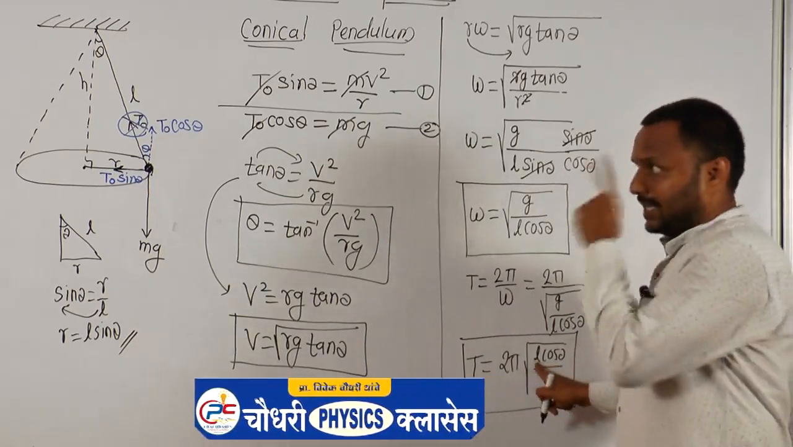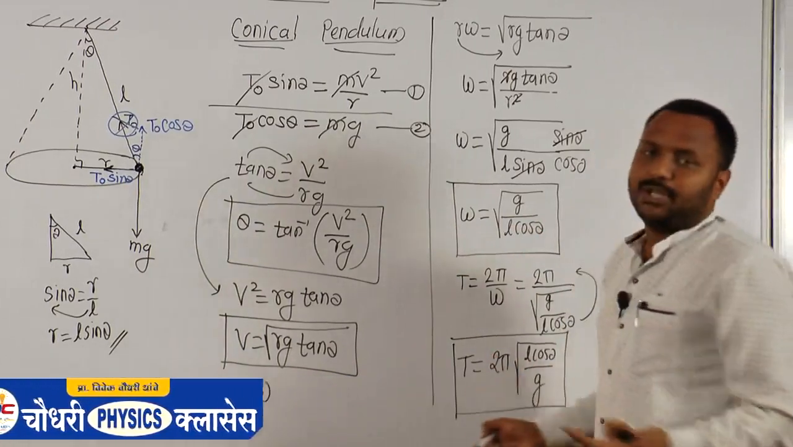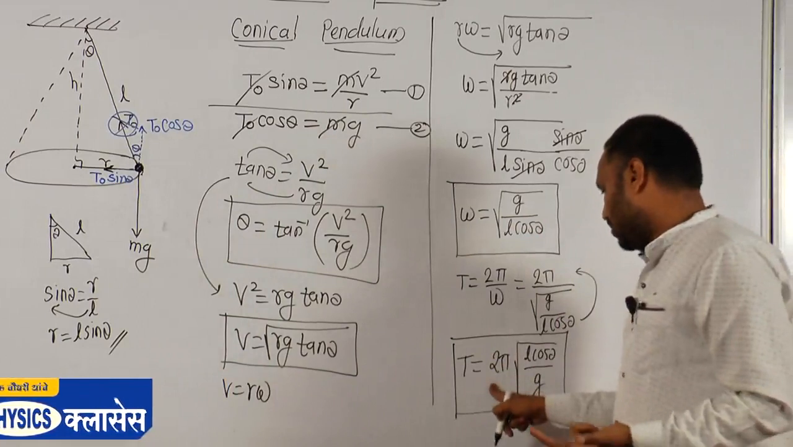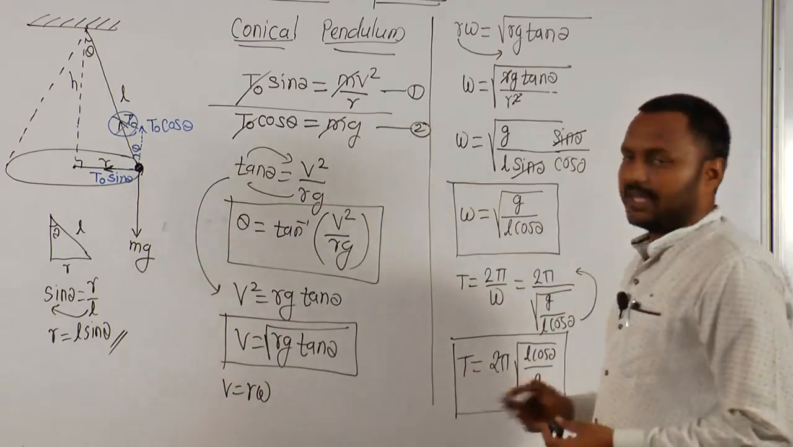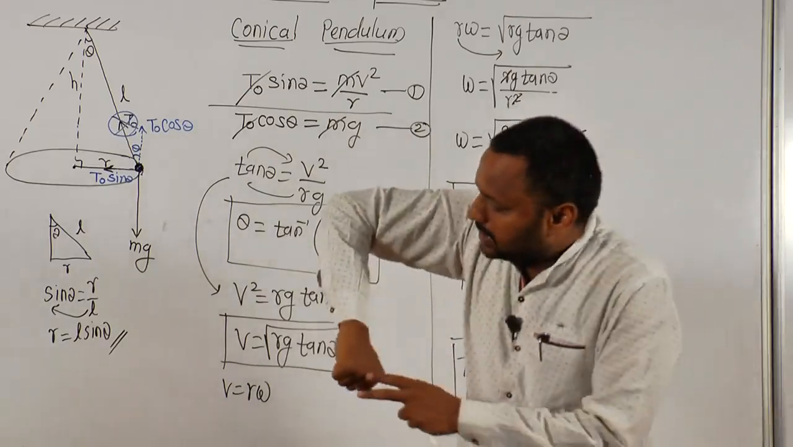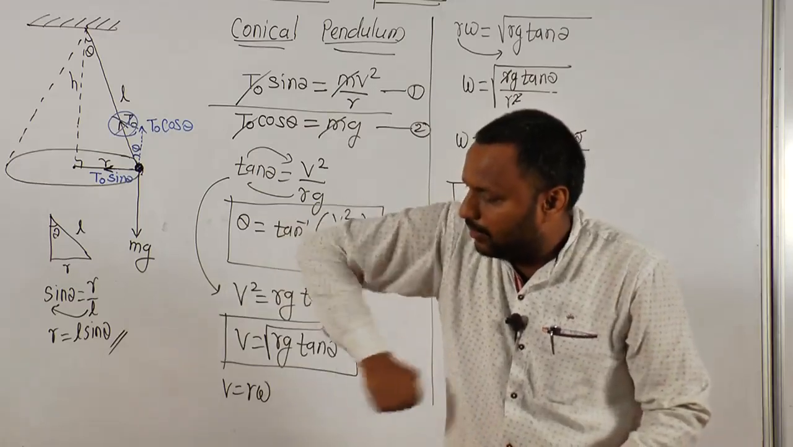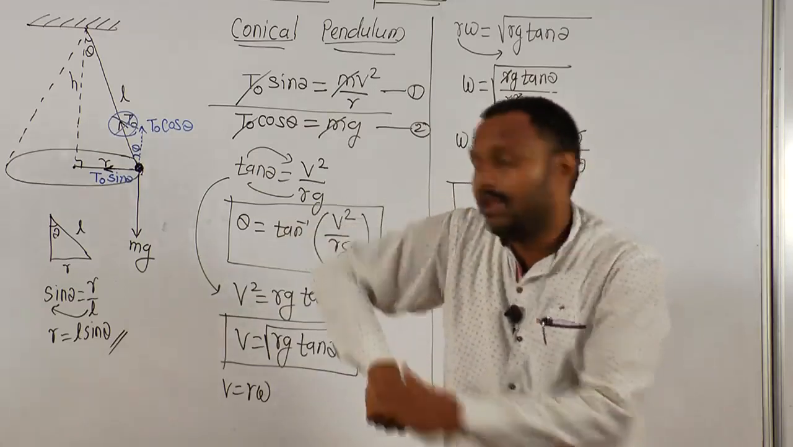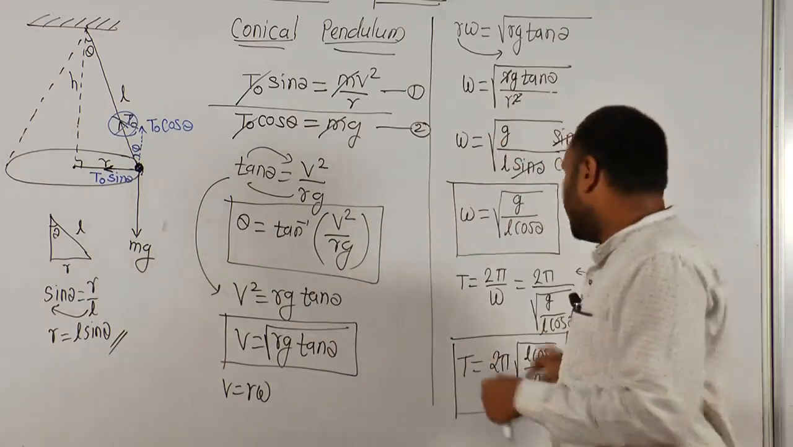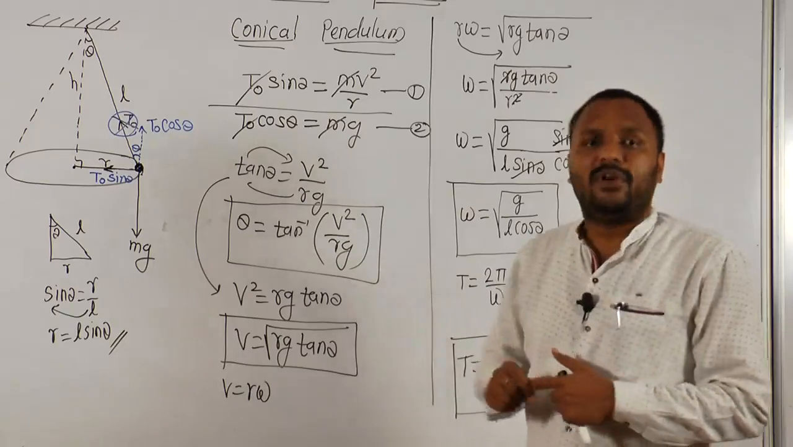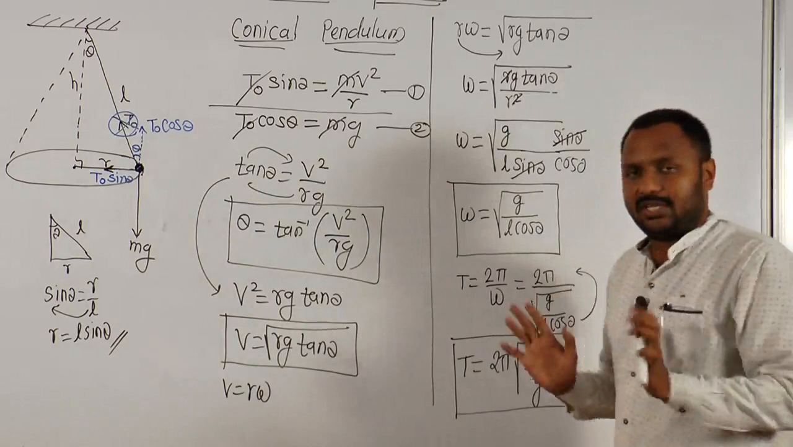What is L? L is a length, and we can easily measure that length. g, the acceleration due to gravity, is constant, and π and 2 are constants. Only if we know θ can we find its periodic time. Suppose this is a conical pendulum and the angle made is very small, then θ is small, and if θ is small, then cos θ is greater. Like that, we can find its periodic time, and according to the value of θ, its periodic time changes.